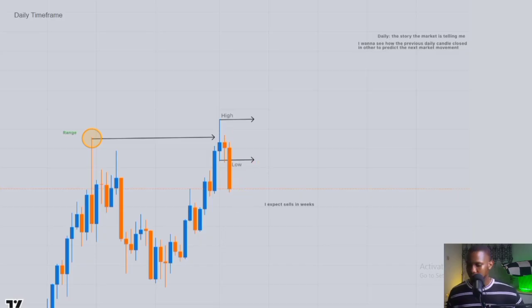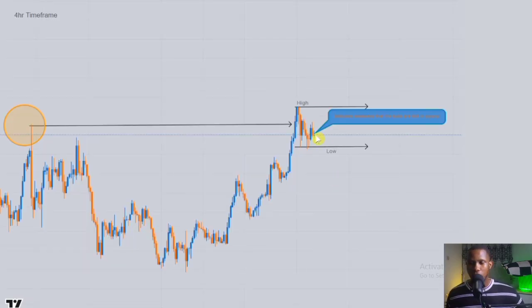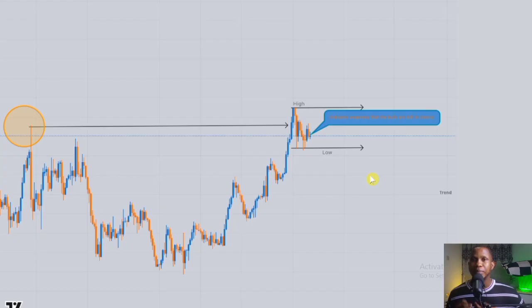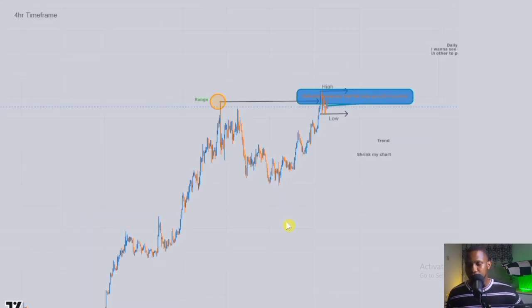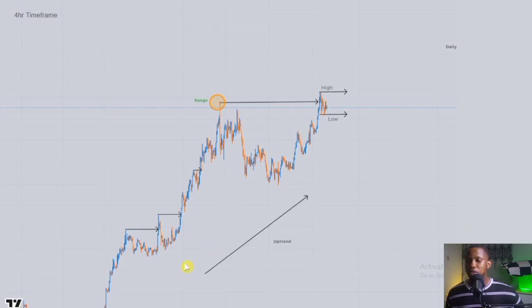What I will then do is move to my 4-hour. What I look for is my trend. I will shrink my chart to understand what the market is telling me. Now from here you can see we are in an uptrend series, high to low, high to low, high to low, high to low, taking out buy side liquidity, buy side liquidity, buy side liquidity.